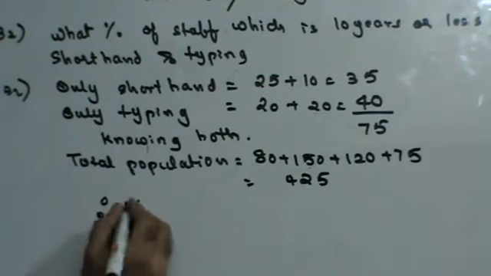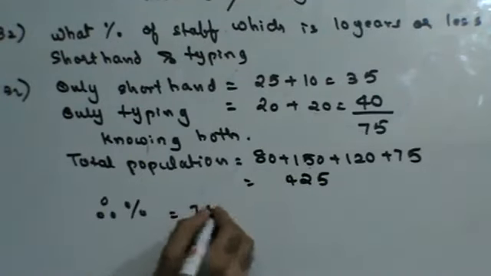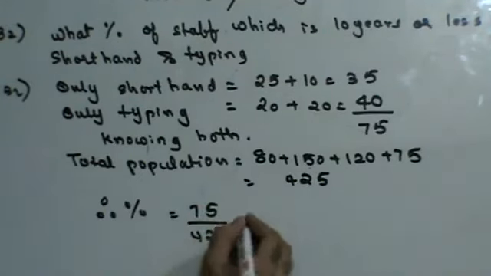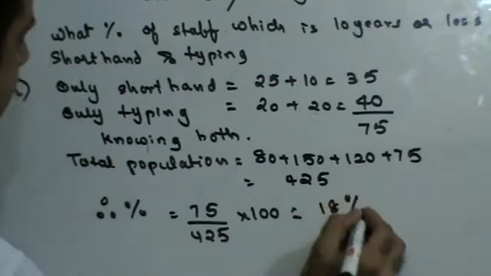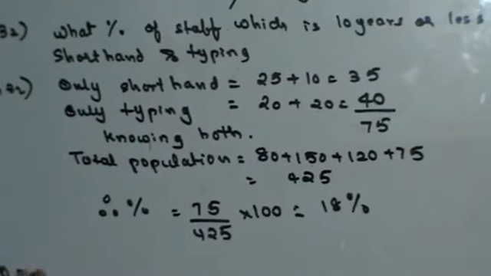Therefore, percentage is going to be equal to 75 divided by 425 into 100. Someone check that, guys. I think it should be somewhere close to 18%. Yeah. Next question, 33.